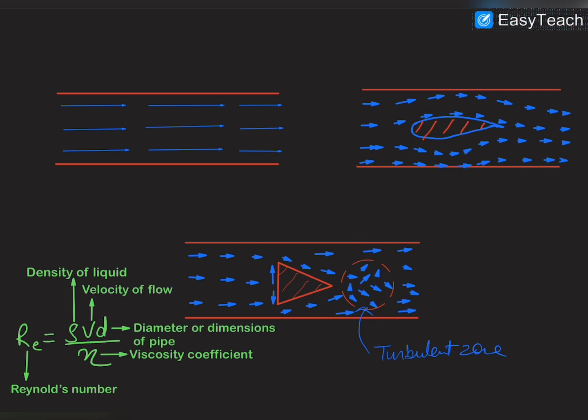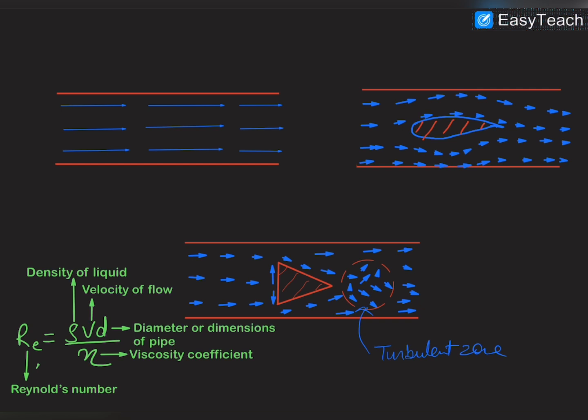To determine the difference between turbulent flow and laminar flow, there is a number used, which is called the Reynolds number. The numerical value of the Reynolds number is rho V D upon eta, where rho is the density of the liquid, V is the velocity of flow, D is the diameter of the pipe, river or obstacle kept inside the water, and eta is the coefficient of viscosity.